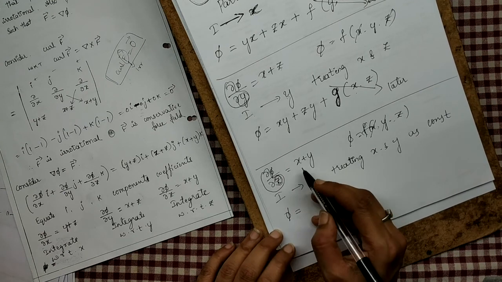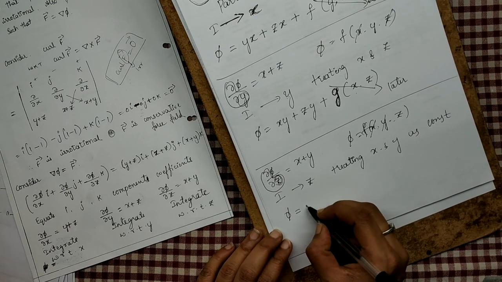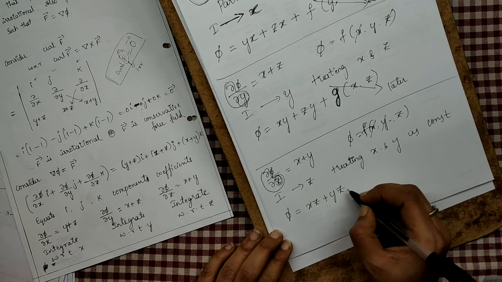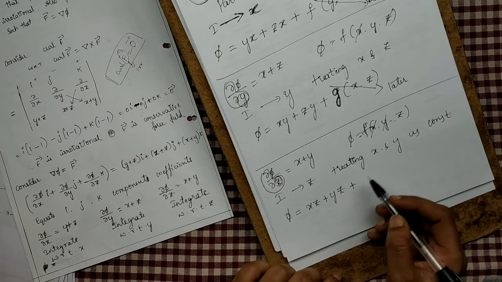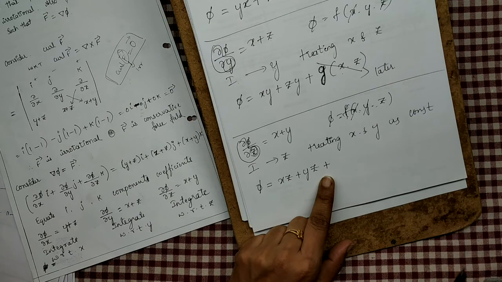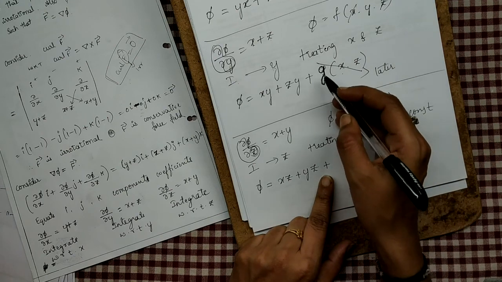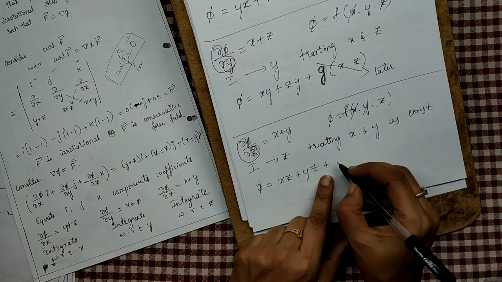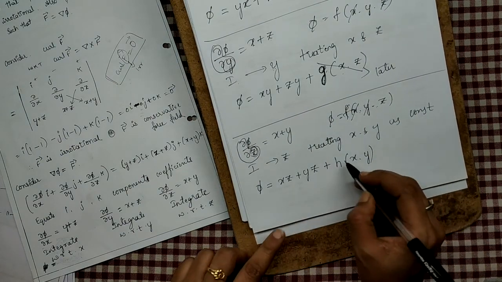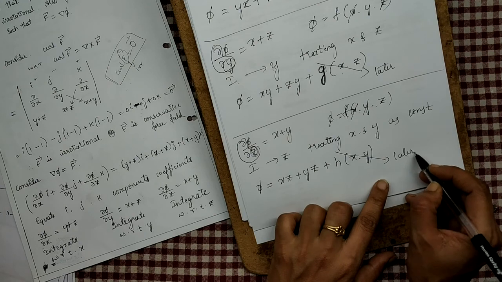Phi is equal to x integration with respect to z is xz, plus y integration with respect to z is yz, plus when you are integrating, some integration constant will be written. That integration constant will be a function, right? It is not a constant, it is a function. See, what is that function? Here I have used f, g. Now I will use h here, h of the variables x comma y. Now this x comma y we will find later.